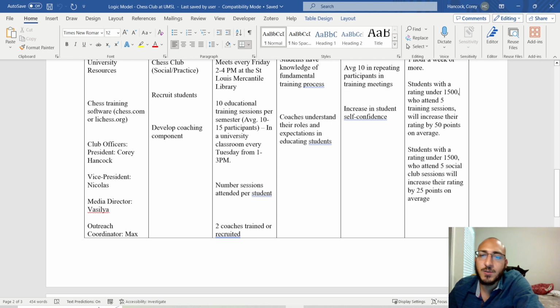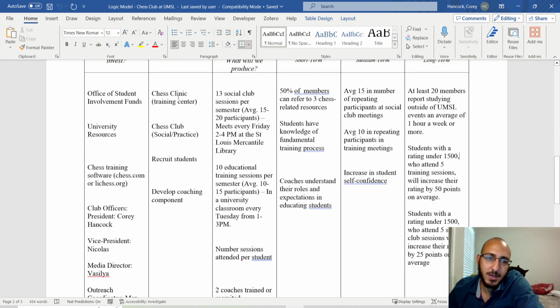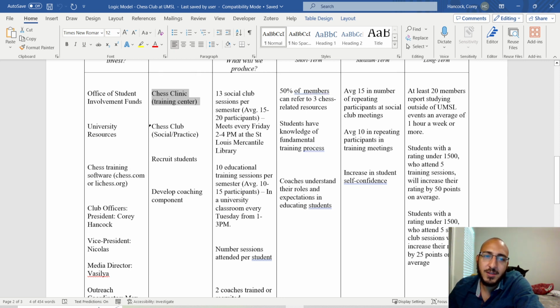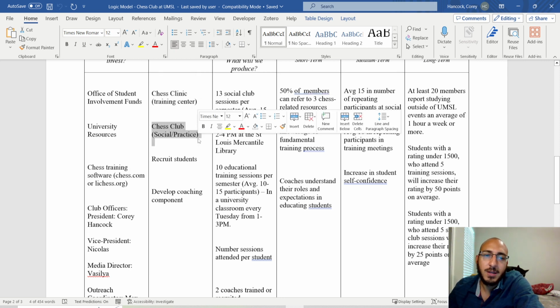And then lastly, students with a rating under 1,500 who attend 5 social club sessions will increase their rating by 25 points on average. And the main difference is the type of sessions they participate in. So again, the chess clinic is more structured, and that's the one where they get the heart of what they need to progress as a chess player. And the chess club is more social, where they'll still gain experience. They'll definitely develop some pattern recognition, and also they'll get feedback from other players.